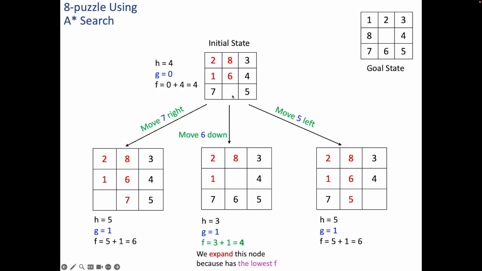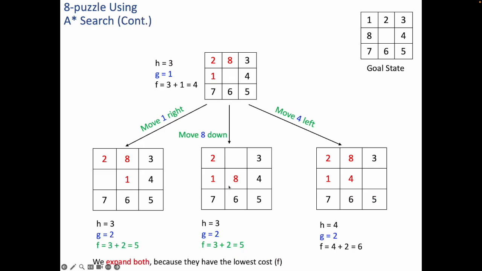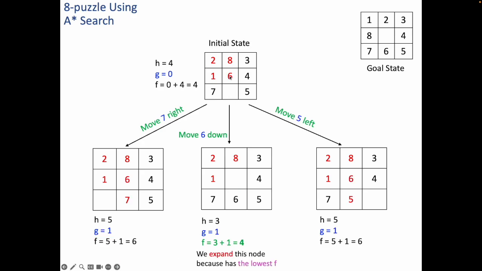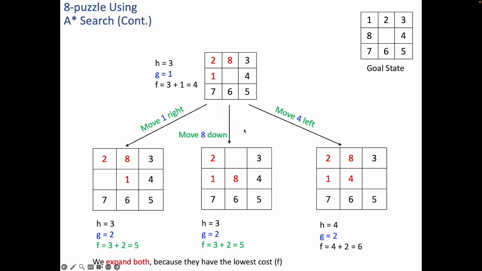So which one has the lowest cost? This one, right? So you expand this one. Now you reach here. So we were here and we had 4 moves, but one of the moves was just repeating a state, so we didn't put it here. If you move 1 to the right, you reach here. If you move 8 down, you reach here. And if you move 4 to the left, you reach here. We could also move 6 up, but we already visited this state, so we didn't move 6 here.